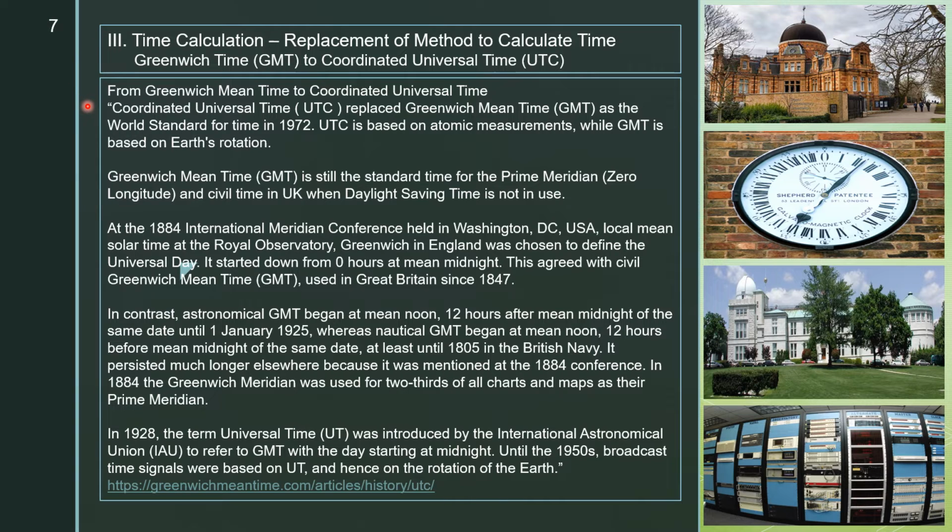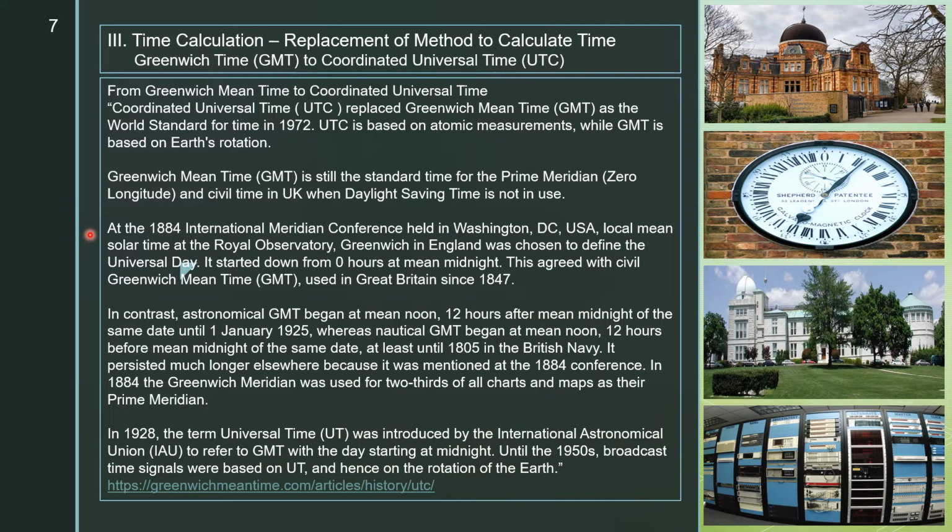Coordinated Universal Time replaced Greenwich Mean Time as the world standard for time in 1972. UTC is based on atomic measurements while GMT is based on Earth's rotation. Greenwich Mean Time is still the standard time for the prime meridian, 0 longitude, and civil time in the UK when daylight saving time is not in use.